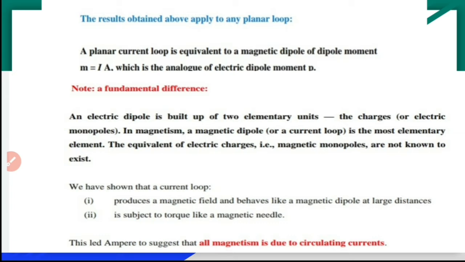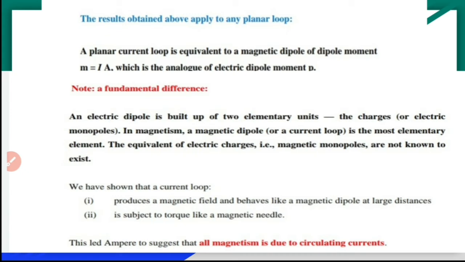In both cases we had that m, which means the magnetic moment of a current loop is similar to the magnetic moment of a magnetic dipole. A magnetic dipole has a magnetic moment given by some other expression, and for the current loop its magnetic moment is I into A, where I is the current and A is the area of the loop. But there is a fundamental difference.